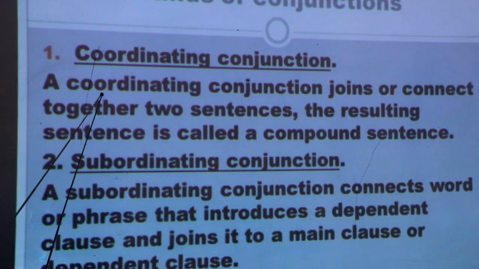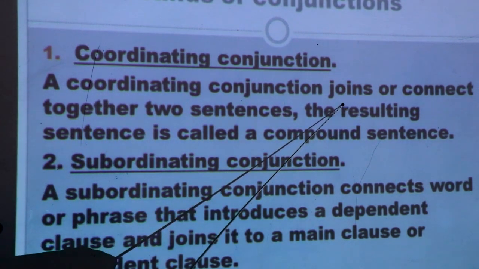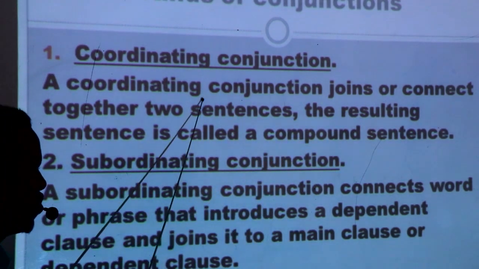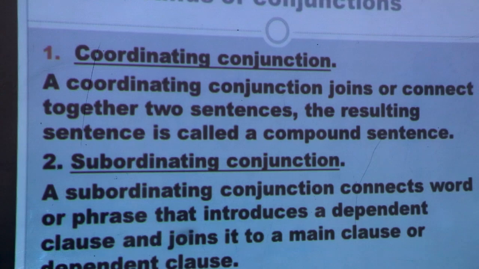So what's the work of a coordinating conjunction? Its work is to join or connect together two sentences. Underline that. A compound sentence is two simple sentences joined together. And a subordinating conjunction connects words or phrases that introduce a dependent clause and joins it to a main clause or independent clause. This is not a typing mistake. The independent clause is also called a main clause.